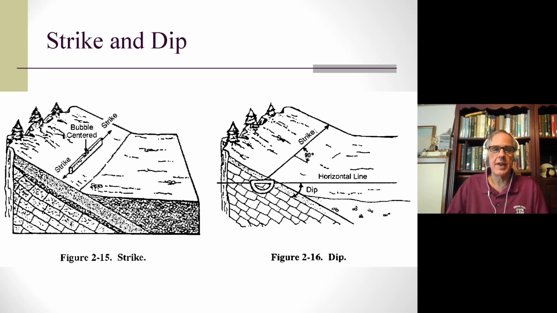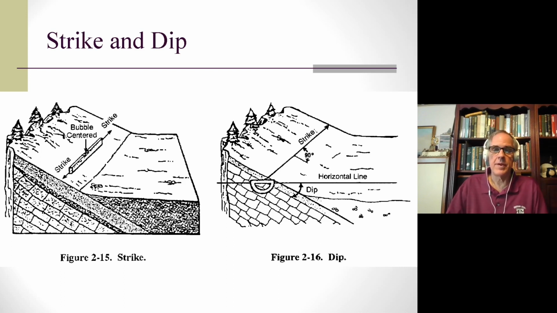If you were to take a long ruler with a bubble in the middle of it, and lay it down on the surface after getting rid of the vegetation and whatever other surface interference you have, and the bubble would be in the middle, then both ends of the ruler point to the direction which is called the strike. The strike is basically the direction at which the elevation of the formation is uniform.